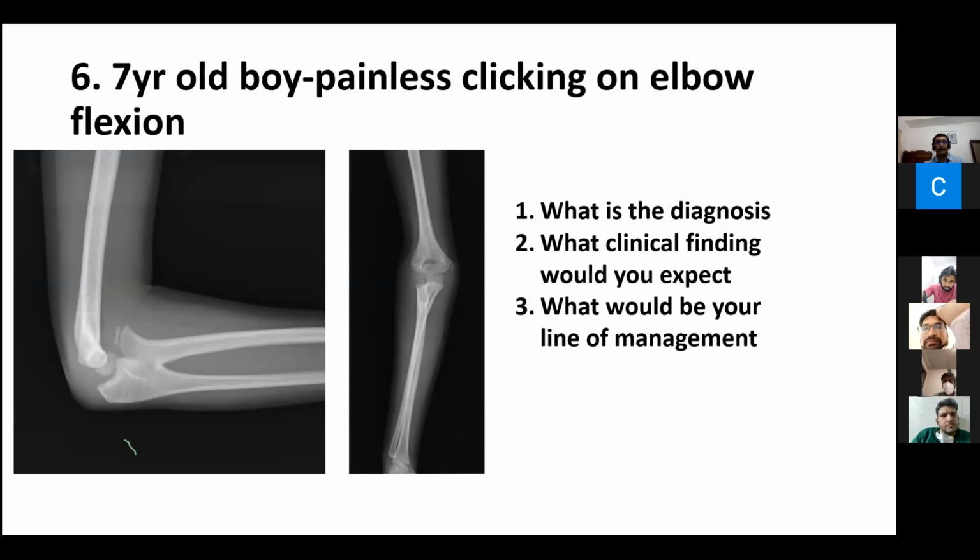Now, 7-year-old boy, painless clicking of the elbow. What is the diagnosis? What clinical finding would you expect? What is the line of management? Now, starting with, let's say, Gautam, yes. It's a congenital radioulnar synostosis. Yes, what clinical finding would you expect? Supination and pronation is restricted here. Almost nil. Now, what will be your line of management?